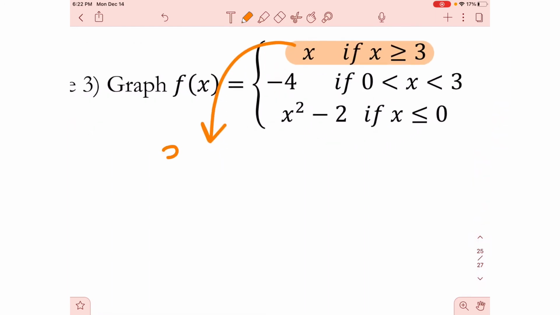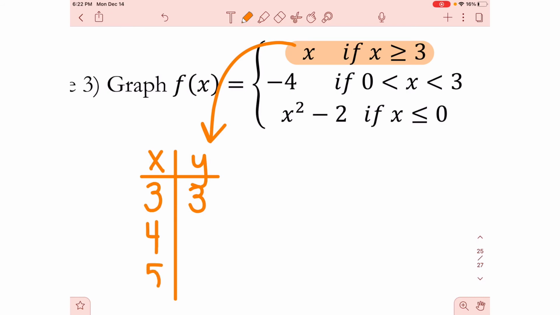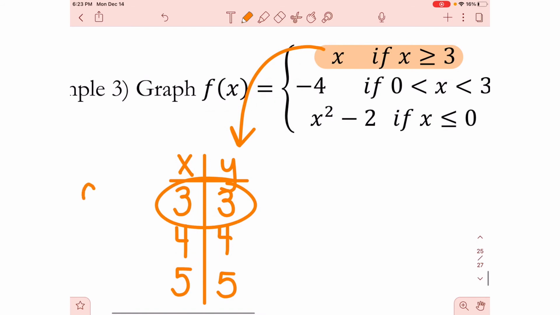So again, I like to pick, you really don't need to do the chart, but for me, it's really helpful. So I always start with this number, 3. Plug it in. 3 is just going to go to 3. Pick numbers greater than. So I'm going to pick 3, 4, and 5. So it'll be 4, 4, and 5, 5. And this 3, 3 is going to be closed because I have an underline here.